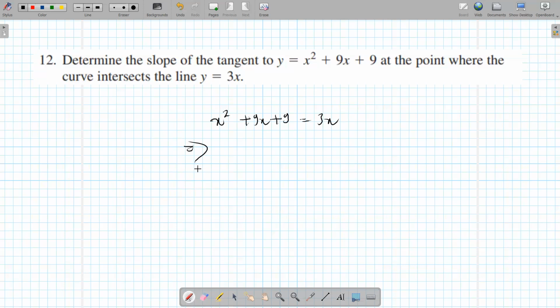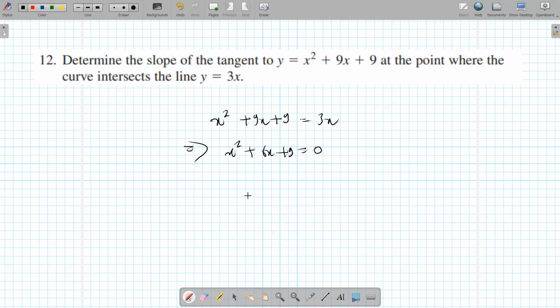You subtract 9. No. So for a quadratic, for degree 2 or up, you want to bring everything to the same side. Make the other side equal to 0. So you don't subtract 9. You're going to subtract 3x because you need one side to be equal to 0. So you get x squared plus 6x plus 9 equals 0.